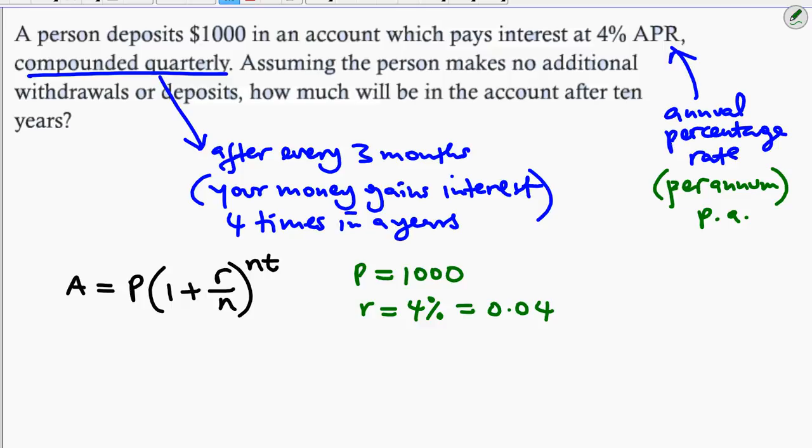Now, we are told that this is compounded quarterly, which means that our money gains interest 4 times a year, which means that N is equal to 4, because it's 4 times a year, and T is equal to 10, since this is after 10 years. So it looks like we have everything that we need for the formula. So let's just plug everything into our formula.